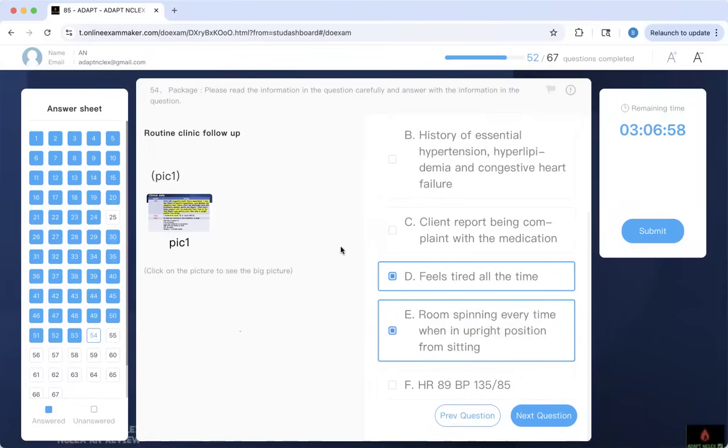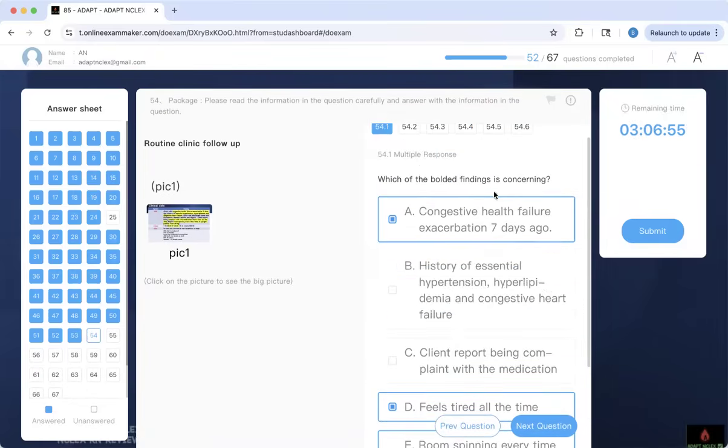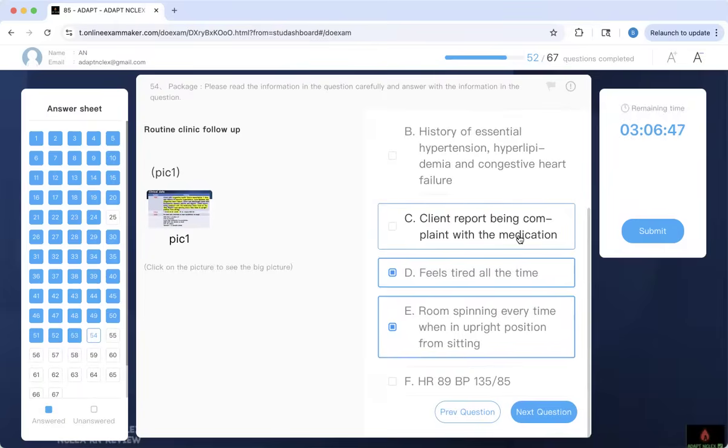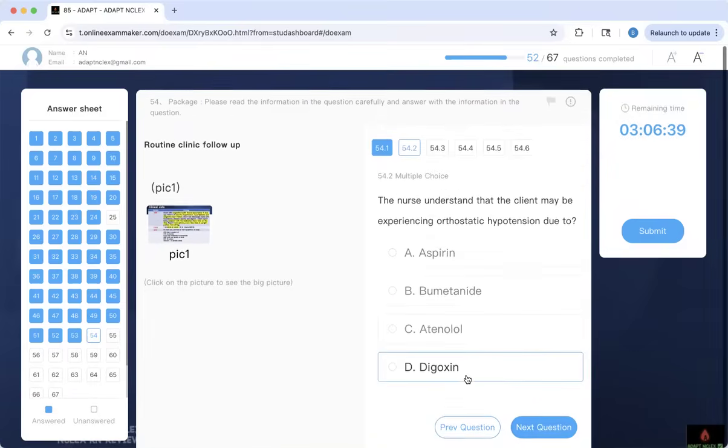Right? Room is spinning is not good. He has hypertension, hyperlipidemia, and CHF. And so what? What are you going to do about it? Right? He reports that he's been compliant with his medication. He's doing great. His blood pressure is fine. So those are the conditions we should pick.